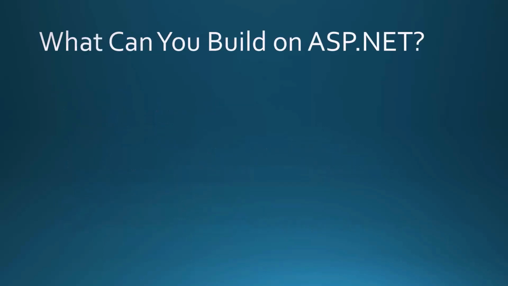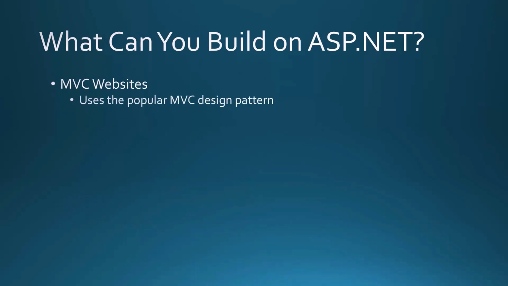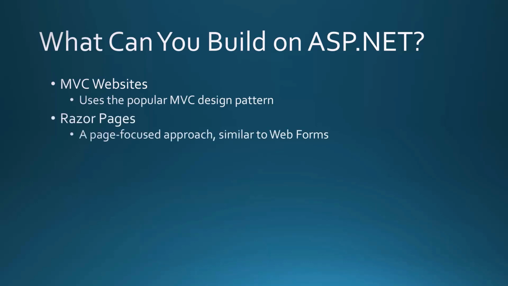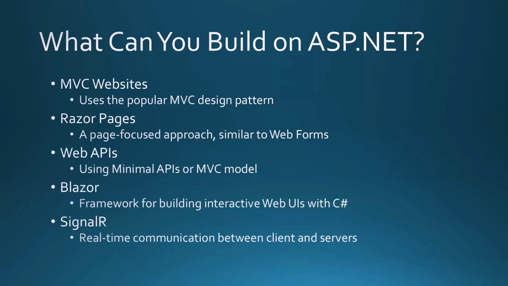So what can we build on ASP.NET? Well, we can build websites. We can use the popular MVC Design Pattern to do that. We can use Razor Pages, which is a page-focused approach. And if you've ever used web forms in ASP.NET, it's very similar to that. We can build web APIs. We can use minimal APIs or the MVC model. We can use Blazor, which is a framework for building interactive web UIs with C#. And we can also build SignalR, which are real-time communication type applications between clients and servers.